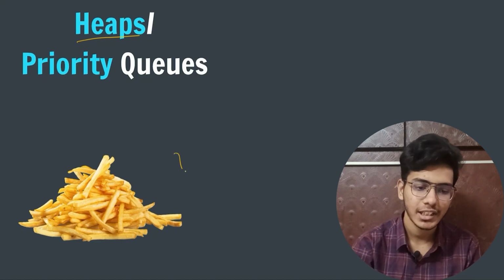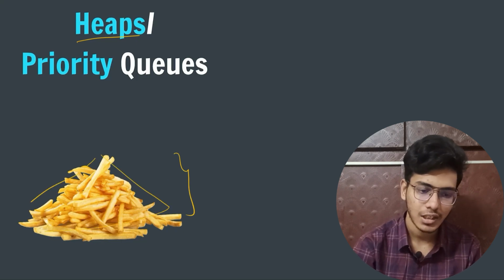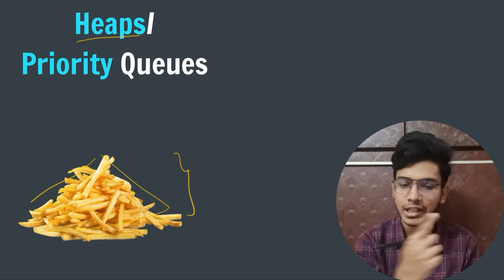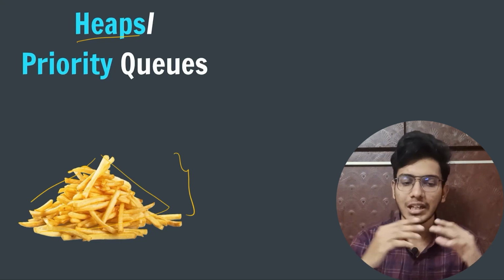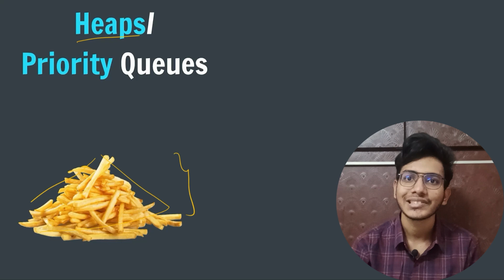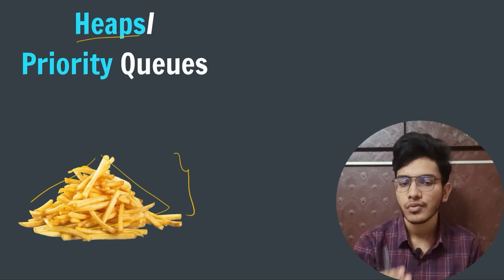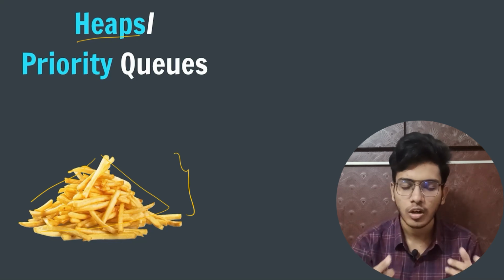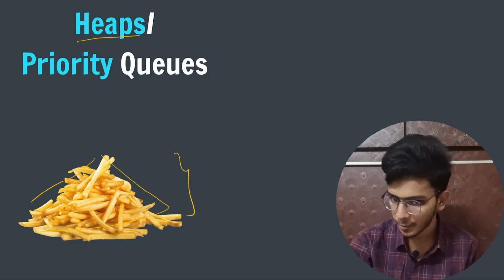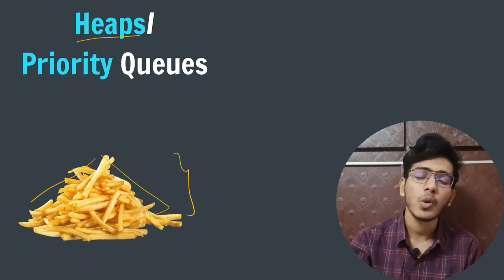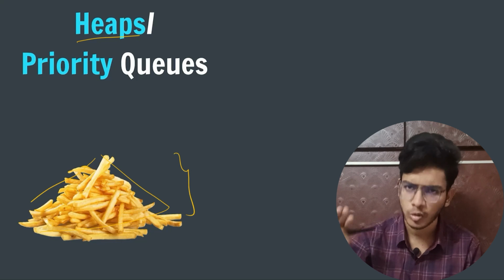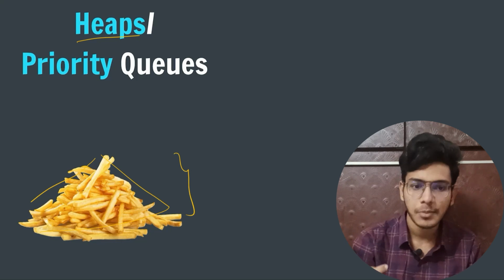Similarly, in the example I have taken here, the fries form a triangular, conical shape. This conical shape we call a heap. In this whole session we are going to talk about what a heap is, how to perform operations in a heap, and how to build a heap. We will talk about all of these things in the further part of the session.